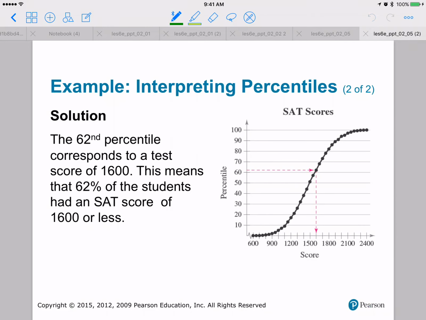Okay. All right. Okay, so our sketch was a little off. Apparently, it is exactly 1600. But still, the interpretation is valid. So this means that 62% of the students had an SAT score of 1600 or less.